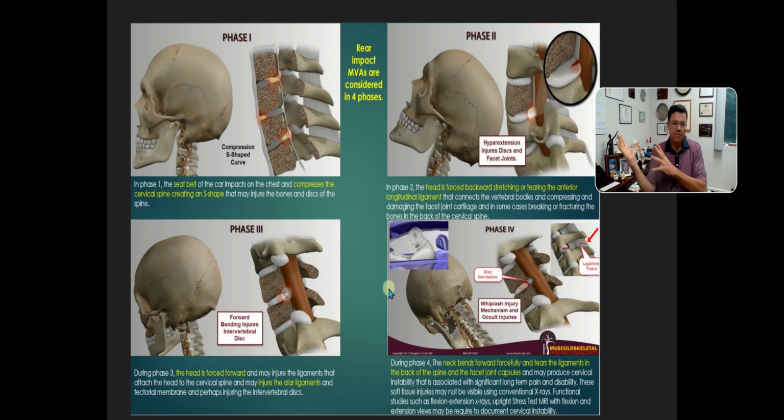And then in phase three, it's forced forward again, and it can injure the ligaments that attach the head to the neck and injure those ligaments and tear membranes as well as discs. And then in phase four, the neck bends forward forcefully and tears the ligaments in the back of the spine again. This is just an illustration of how it can happen.